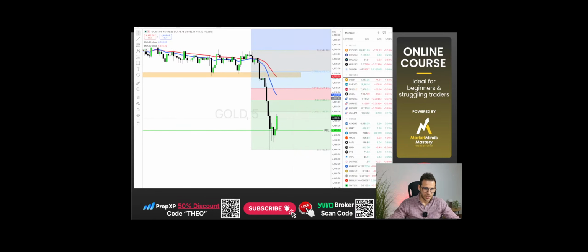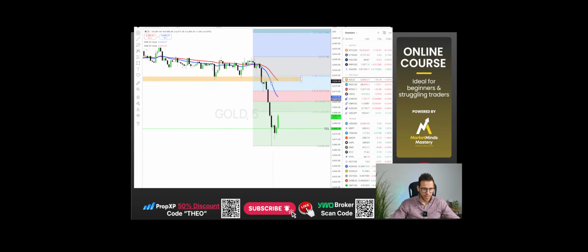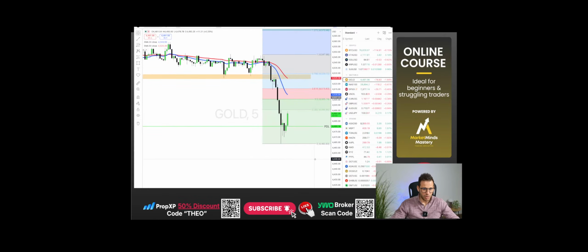Of course, I'm not going to take this kind of trade. I want to see the price rejecting these areas here and then to go long. Sorry, to go short. I said long.